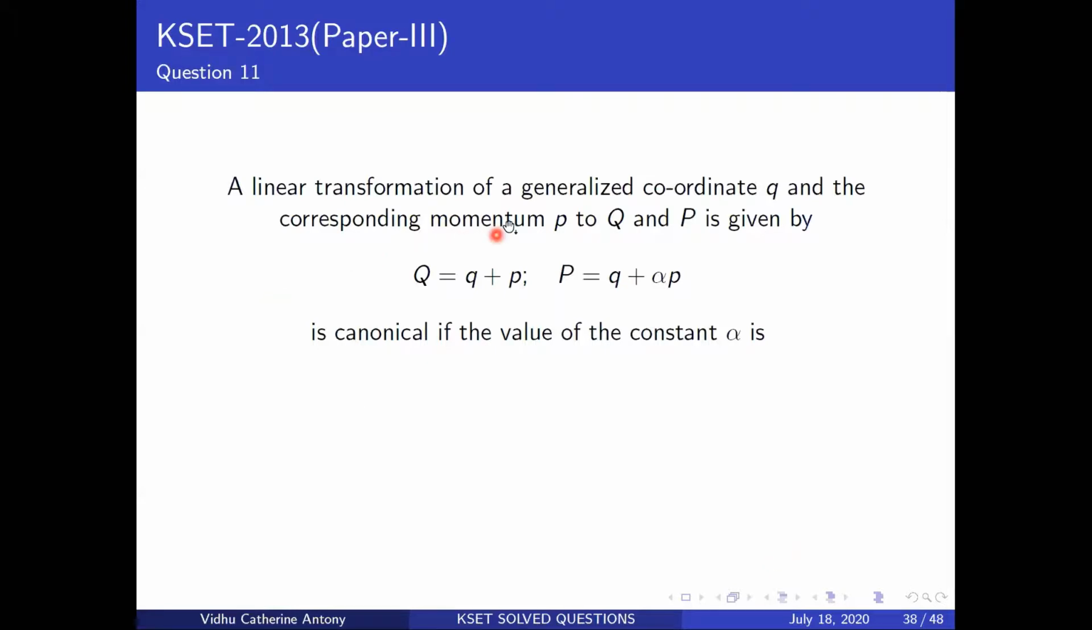Now let's look at this. A linear transformation of a generalized coordinate Q and the corresponding momentum P to Q and P is given by, basically, canonical transformations that you're looking at. If they are canonical, they are going to give you something like this. So I will write this.